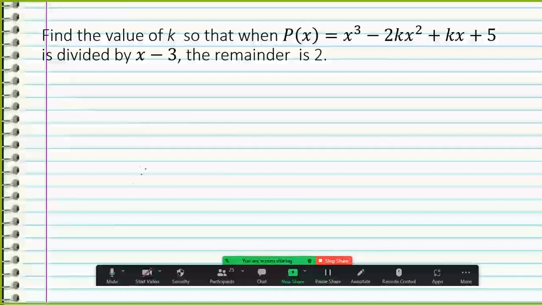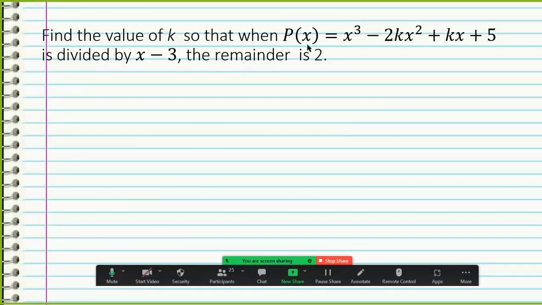Question for that? We have to find the value of k so that polynomial px, x cubed minus 2kx squared plus kx plus 5, is divided by x minus 3. The remainder is 2. Okay, so nag-set siya dito ng value of the remainder na. So meaning to say, we will equate the given remainder to the value of 2. Okay?